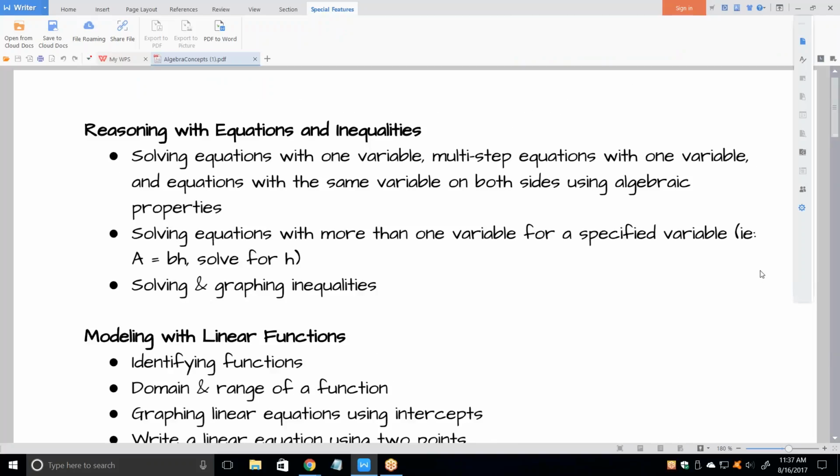So, in the remaining 20 minutes, let's see if we can do a little review. You feel good about solving equations? Yeah. This one, A equals BH, solve it for B. It says solve for H, but I'm saying solve for B. What would B be equal to? A divided by H. There you go.